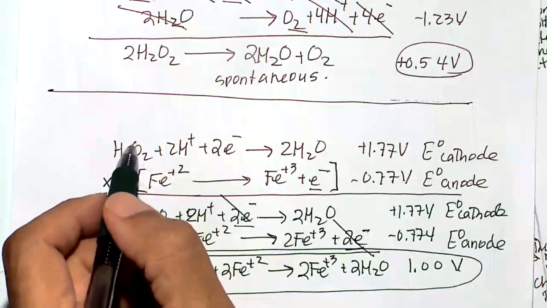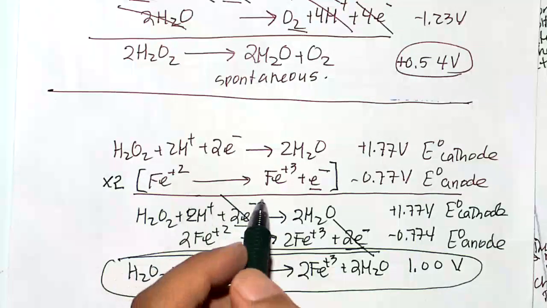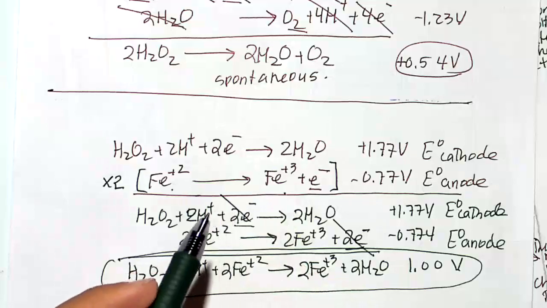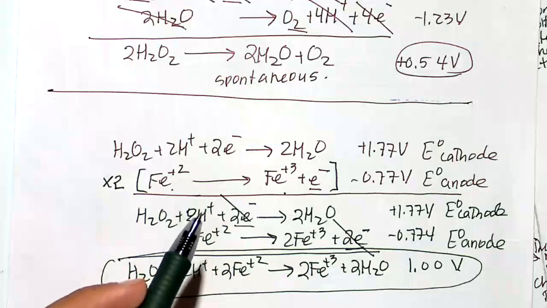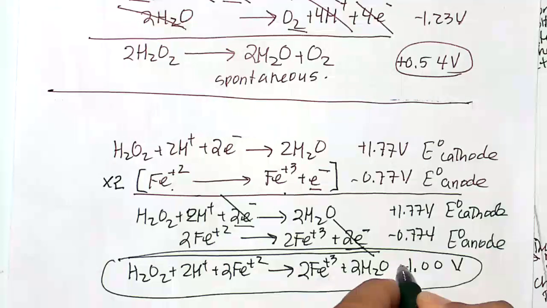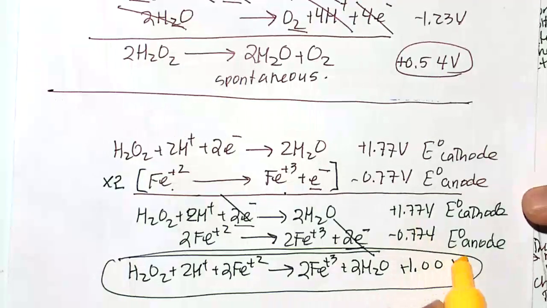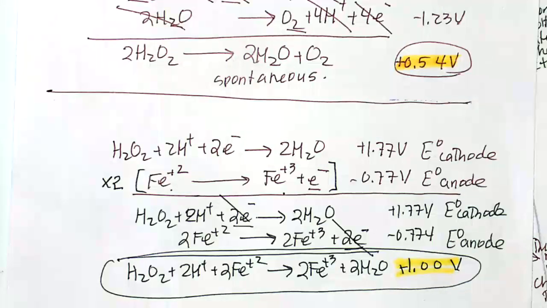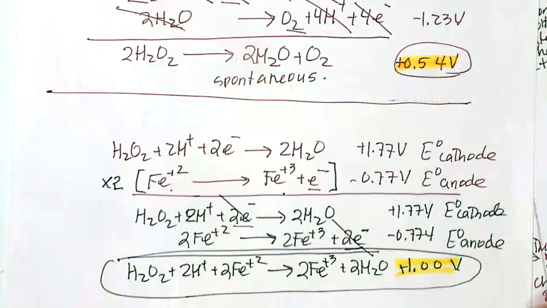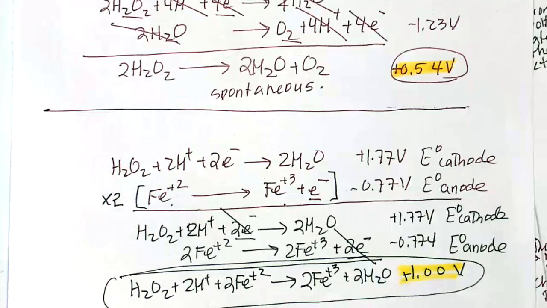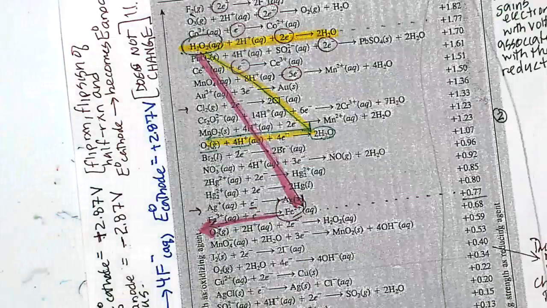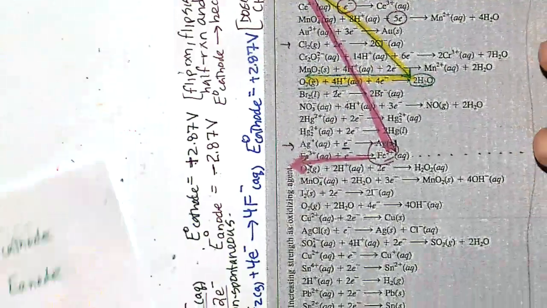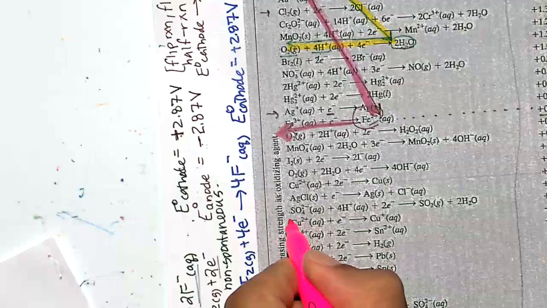So the question is, can H2O2 oxidize Fe+2 to Fe+3? Yes, it can. Whichever one you pick, anything below it can get oxidized and will still give you a positive voltage. Remember, positive voltages favor the products. Do we understand this? So we just pick one, any one. Let's pick this one here.